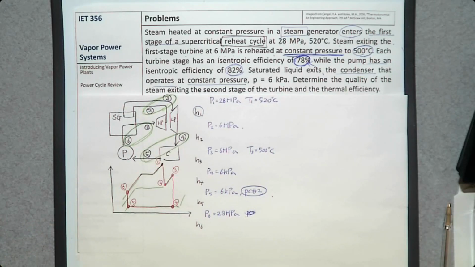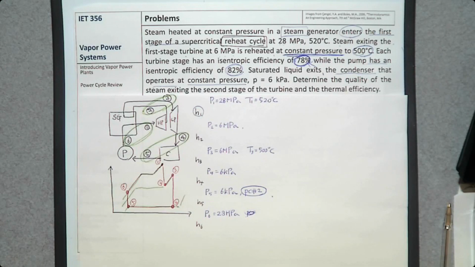We know P1 and T1, so finding H1 is not a problem. We know P3 and T3, so we can find H3. We know P5 and it is a saturated liquid, so we can determine H5. So let's find H1, H3, H5 first.